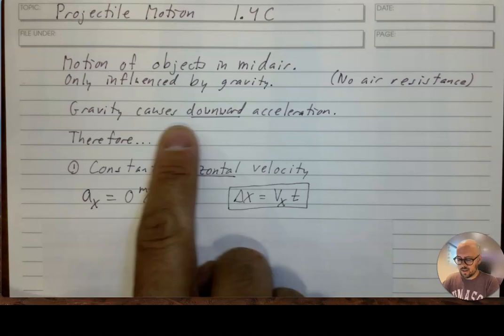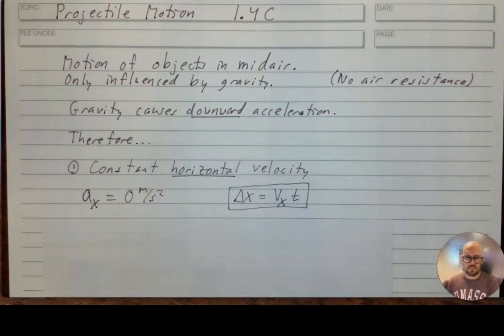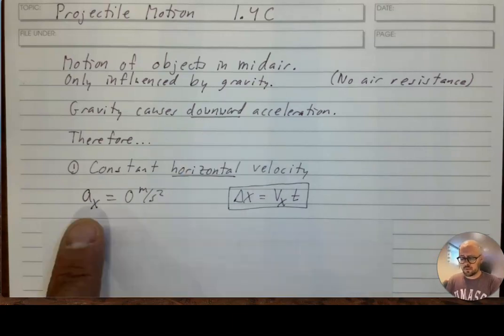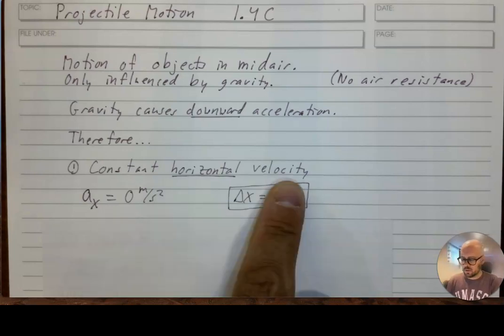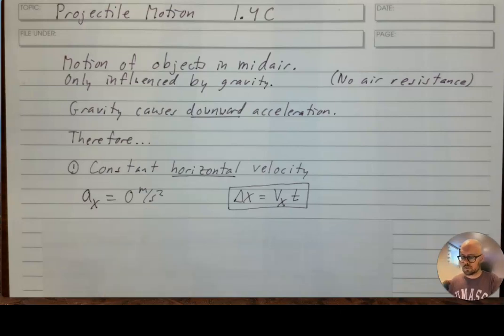So gravity is downward. And remember, we've been talking about separating our x and y motion, and so downward is in the y direction, and so there's no acceleration in the x direction. So constant horizontal velocity because gravity doesn't act in the horizontal direction.